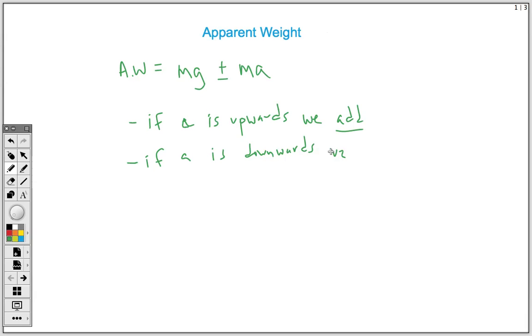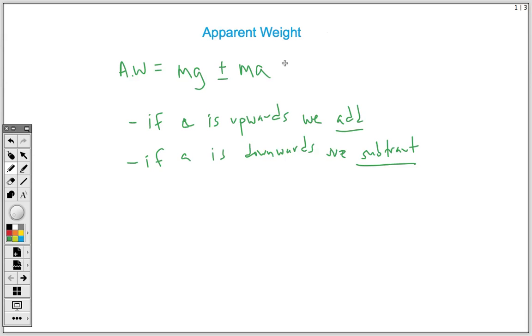This is an important concept. If A is going upwards, we're going to add that additional force to the regular weight. If A is downwards, then we are subtracting. Think about it, if the acceleration is going downwards, it's like you're traveling with gravity, and so there's not as much pushing up on you. And if we don't have any acceleration, up or down, then we just have our normal weight, mass times gravity.